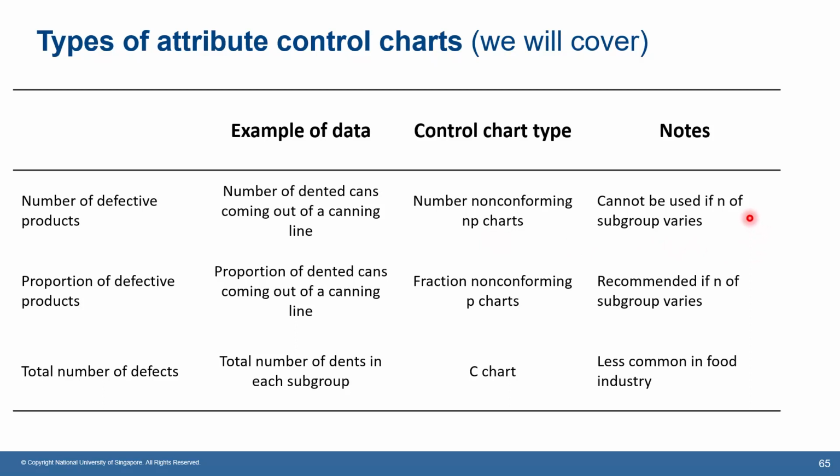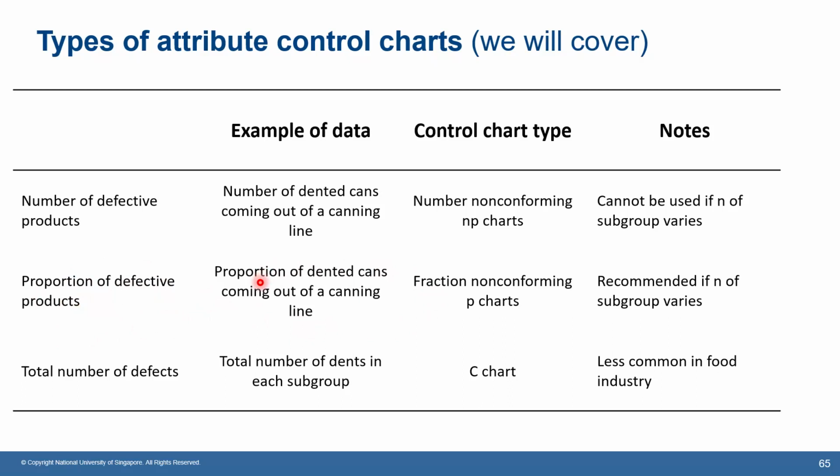And this type of chart cannot be used if the number of samples that you take at each time point varies. So you must always, if you say n equals 50, meaning every time I sample 50 cans, you must always be sampling 50 cans all the time. If sometimes you are sampling 50, sometimes 49, sometimes 48, then the n is not fixed, and the next option that you can use is the proportion of defective products instead.